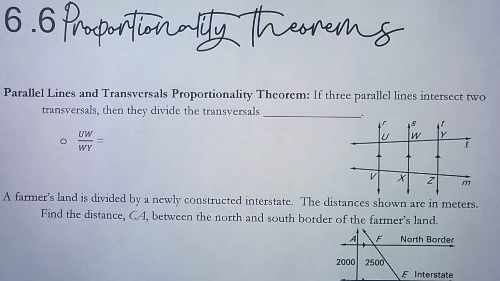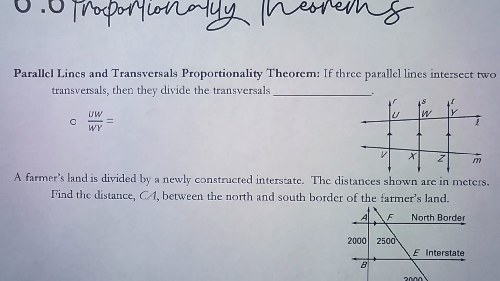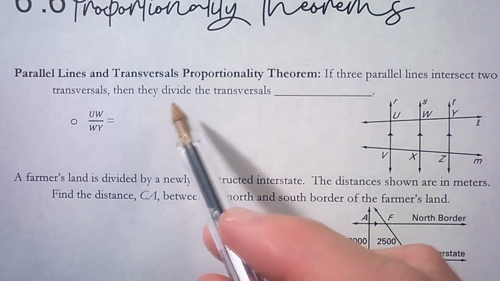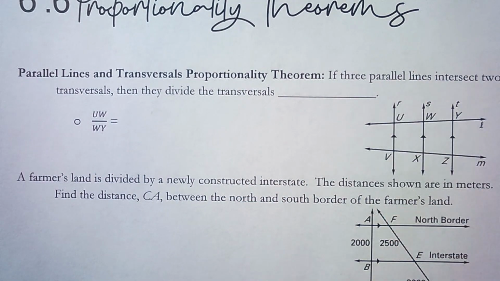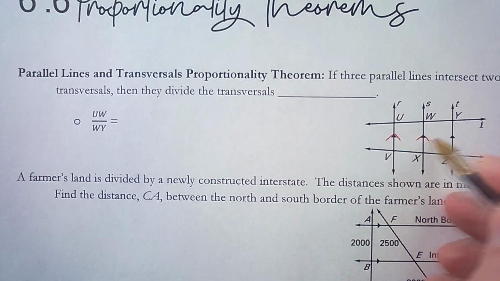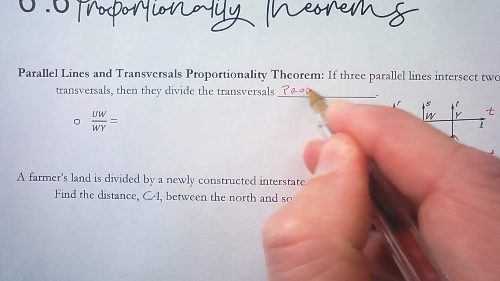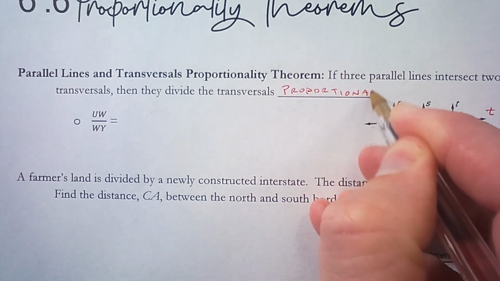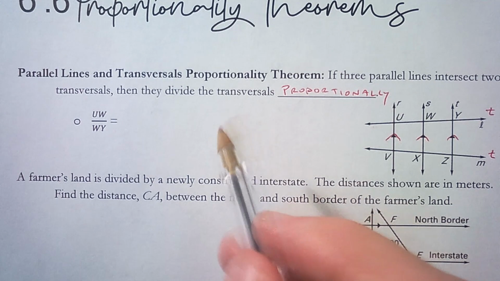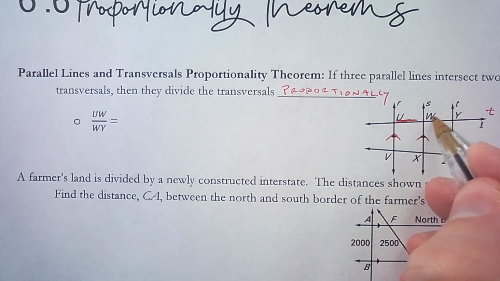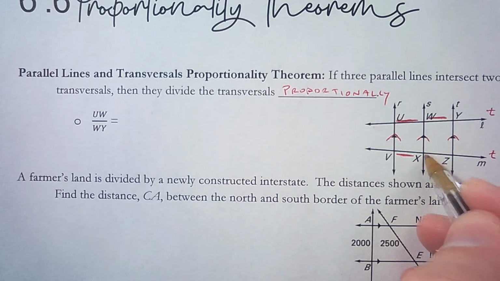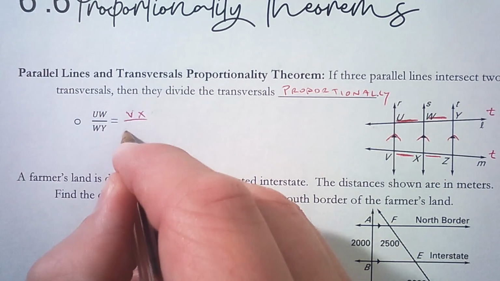So our next proportionality theorem is the parallel lines and transversal proportionality theorem. If three parallel lines intersect two transversals, here are three parallel lines intersecting two transversals. This is a transversal and this is a transversal. Then they divide the transversals proportionally. That means UW is to WY as VX is to XZ.